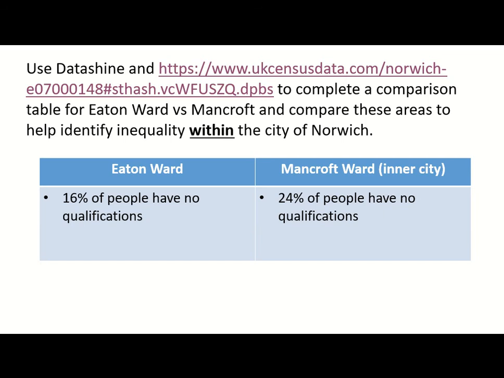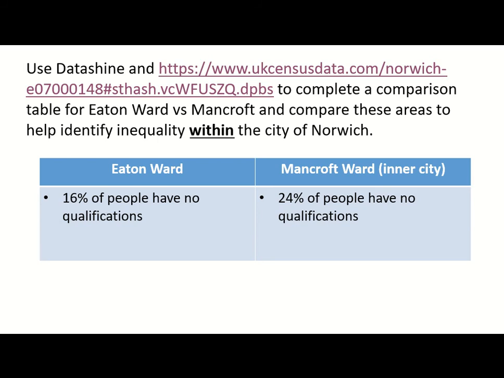So the one stat I've provided you is that 16% of people in Eton Ward have no qualifications, whereas 24% of people in the Mancroft Ward, which is in the city of Norwich, have no qualifications. So there is a big disparity there. Nearly 1 in 4 people that live in the Mancroft Ward have no formal qualifications, no GCSEs, no A-levels, no degree, nothing. Whereas it's only 16% of people in the Eton Ward.